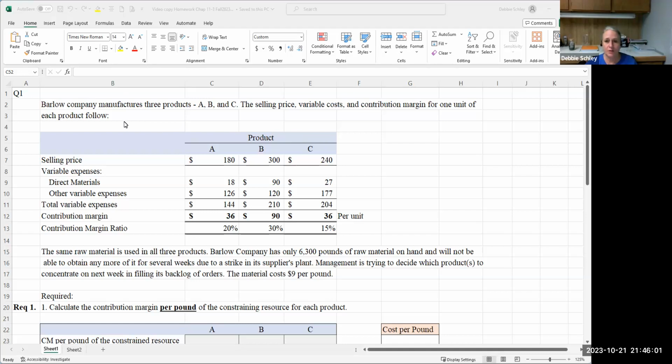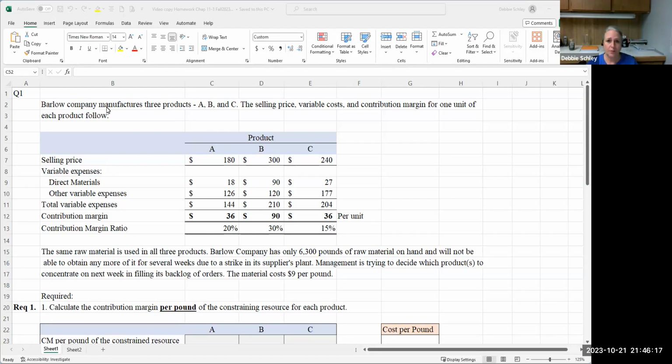So we're talking about constrained resources, and constrained just means there's a limit. We only have so many hours or direct materials or whatever, and that's a limit. So that's what constrained means.